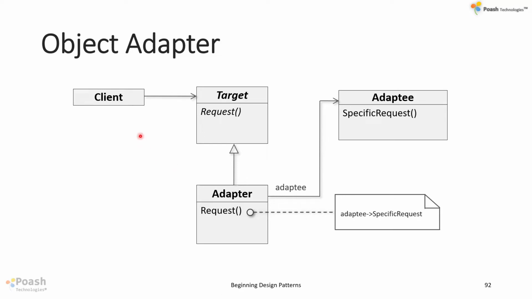This is the structure of the object adapter. The client wants to use the features of the adaptee, but the adaptee has an incompatible interface. So that's why we create an adapter here. The adapter inherits from the target so that it has the same interface that the client expects. The adapter will then compose the adaptee. This means the features of the adaptee are used through composition. That is why this is called the object adapter.